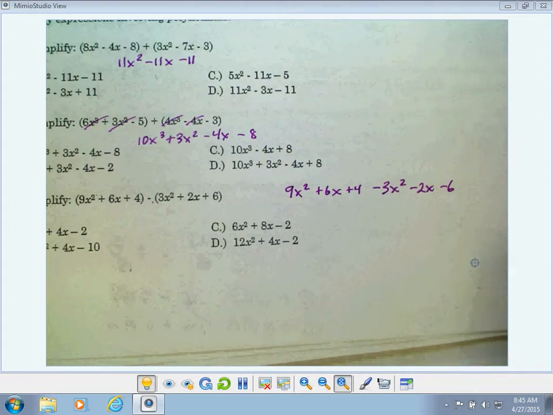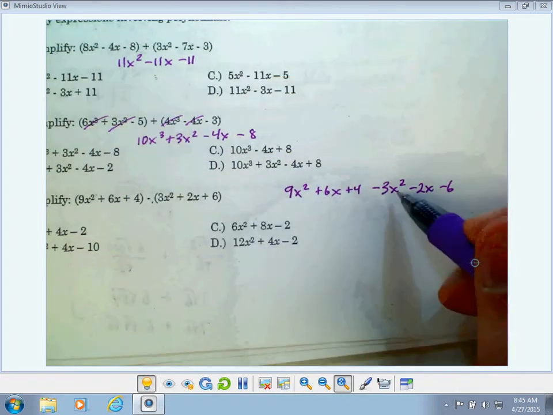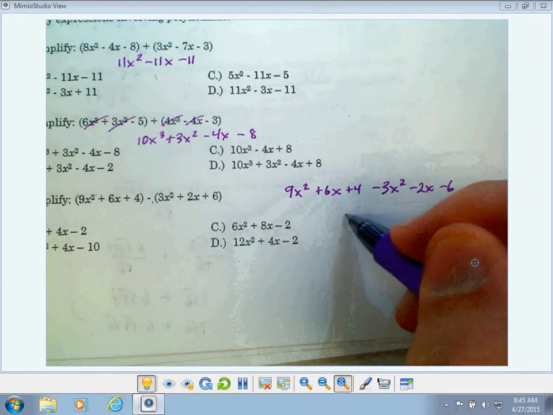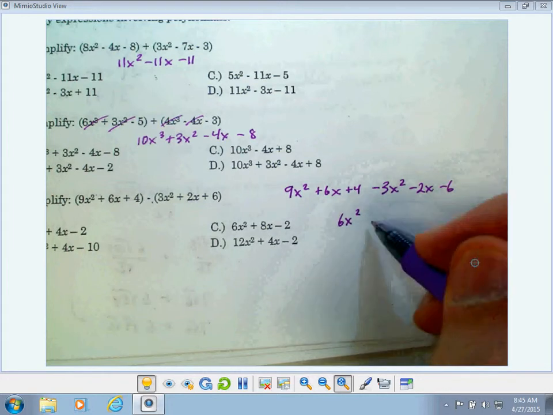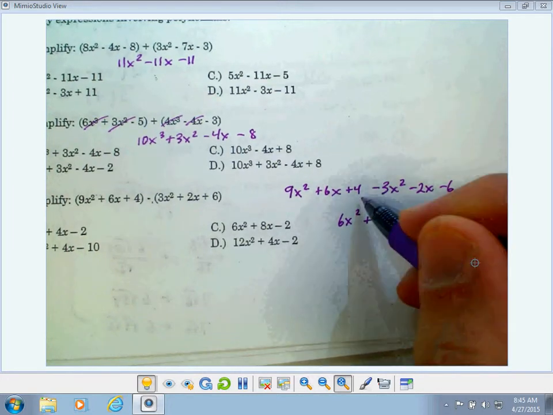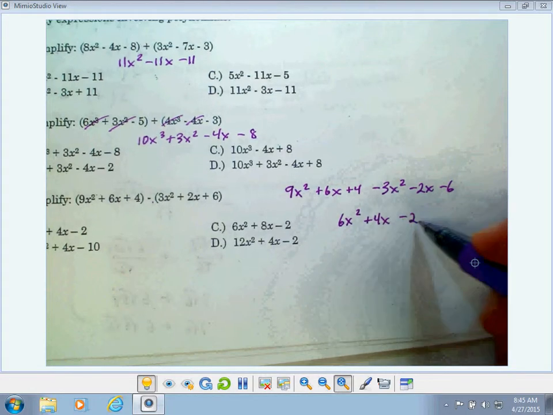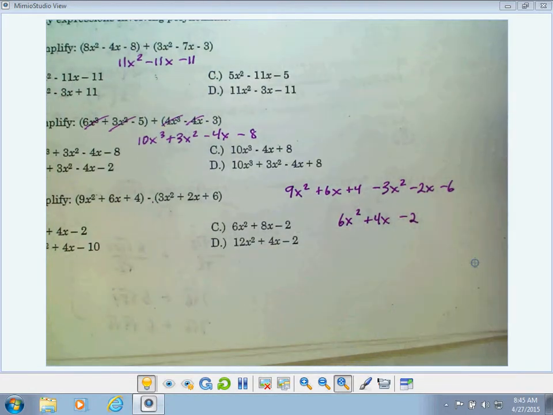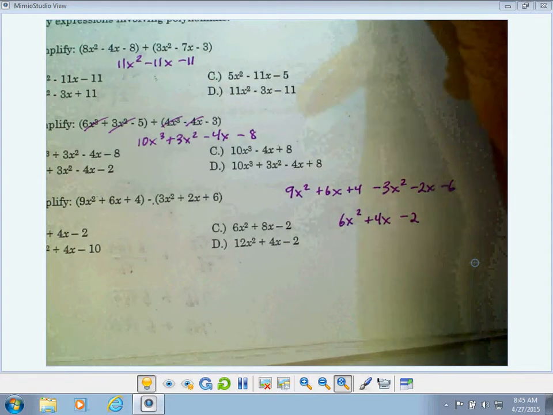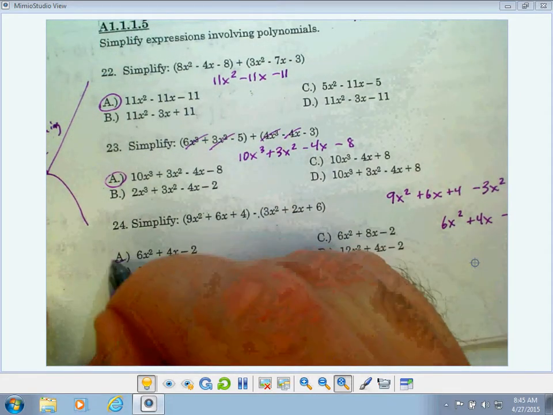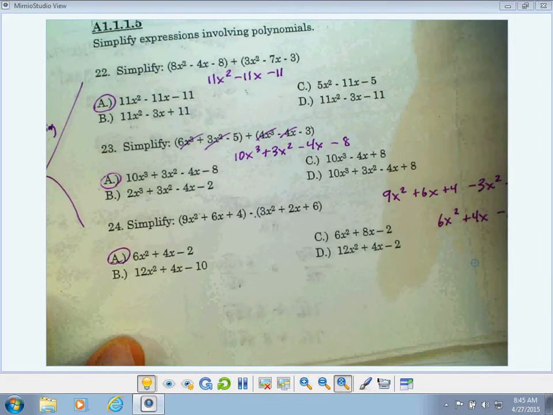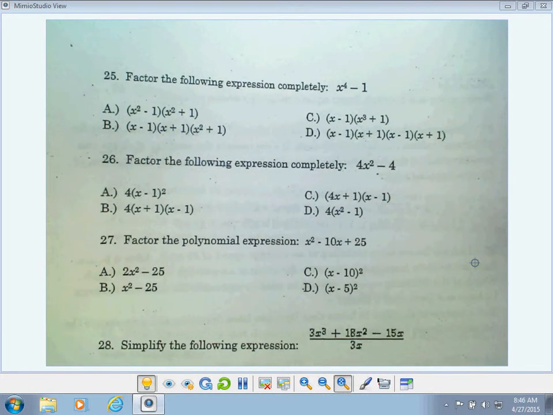And then otherwise you can combine like terms. So it's 9x squared and negative 3x squared. That's going to be 6x squared. 6x and negative 2x is positive 4x. And 4 and negative 6 is negative 2. So we're looking for 6x squared plus 4x minus 2. And it turns out that that answer is A once again. Keep going. So lots of polynomial simplifying here. So we did quite a bit of that in class.